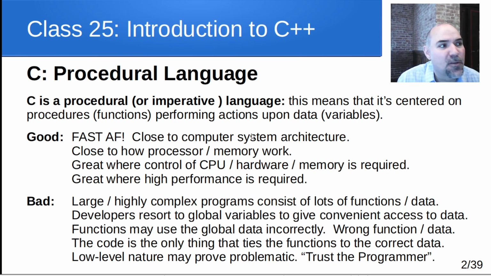And the low-level nature may also prove problematic in C, where it trusts the programmer. So walking off the end of an array, a lot of you did that in the Game of Life lab and other labs. You have to have a programmer who's careful not to go off the end of an array and into other parts of data.